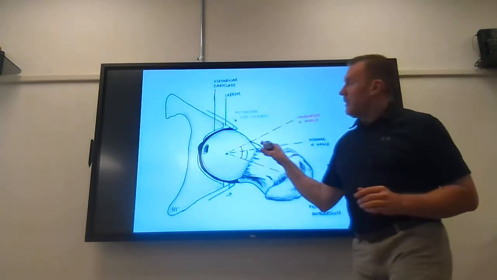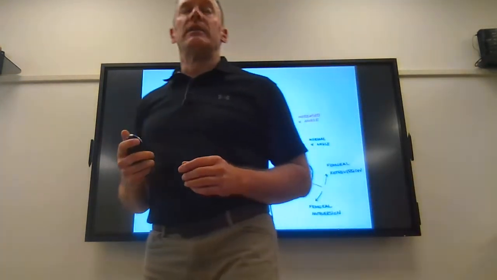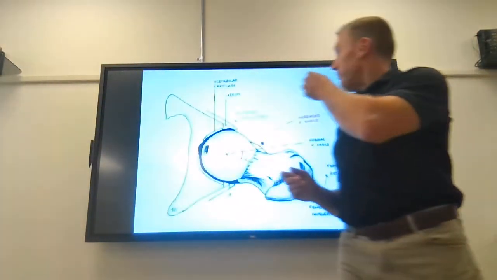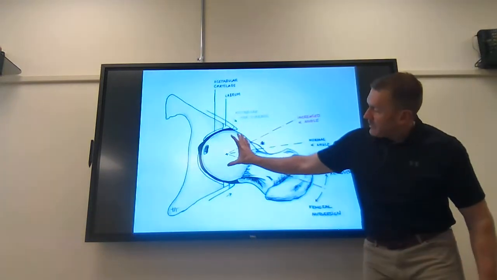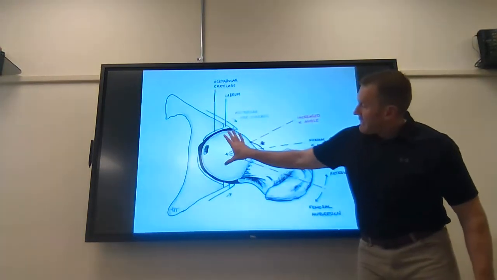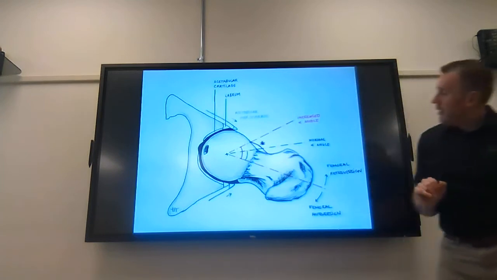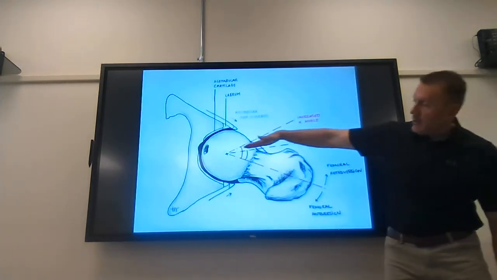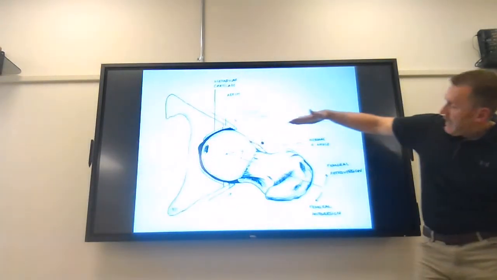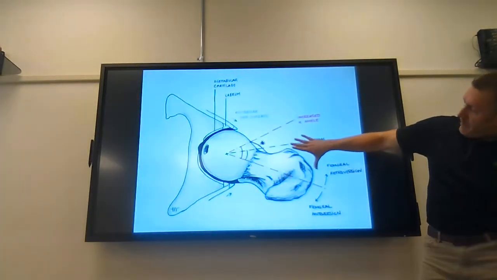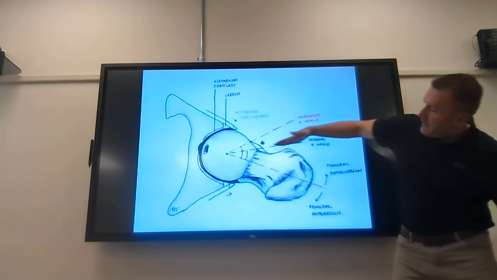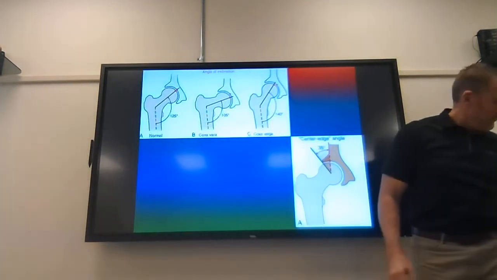Okay. This is looking at the hip joint from a superior view now. So you have this connection, the femoral head, the acetabulum right here. So most people, the angle we could say is a little bit retroverted. So most people, the angle between the femoral head and the acetabulum would run kind of like this in the anatomical position.